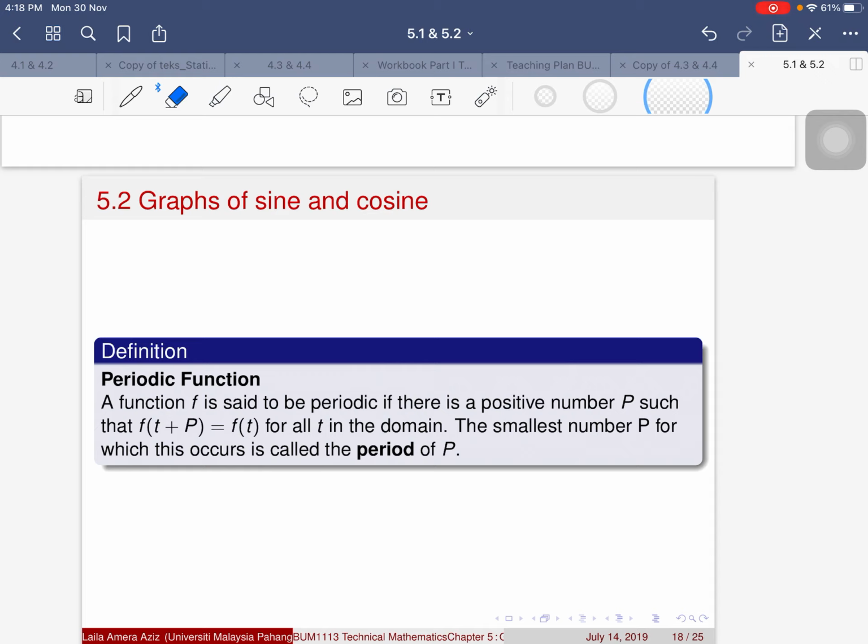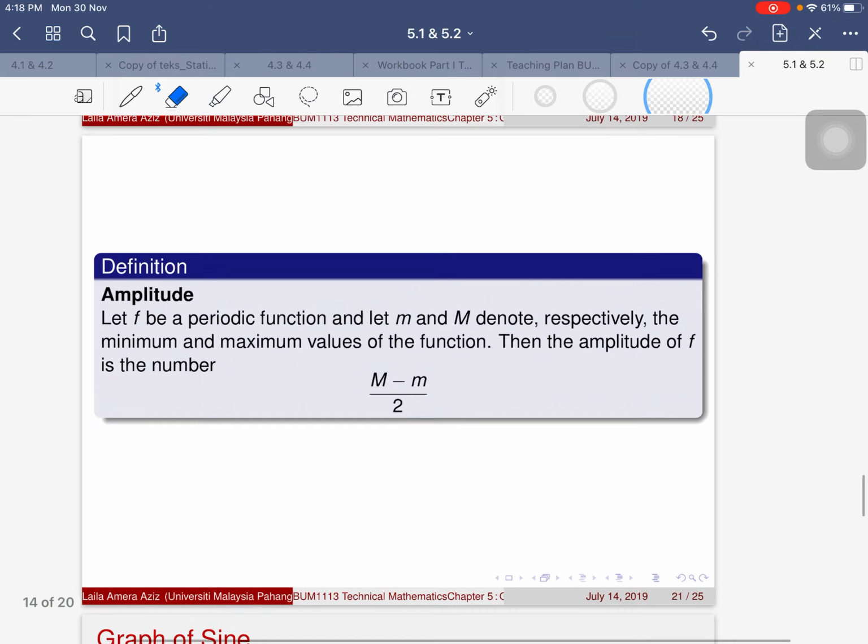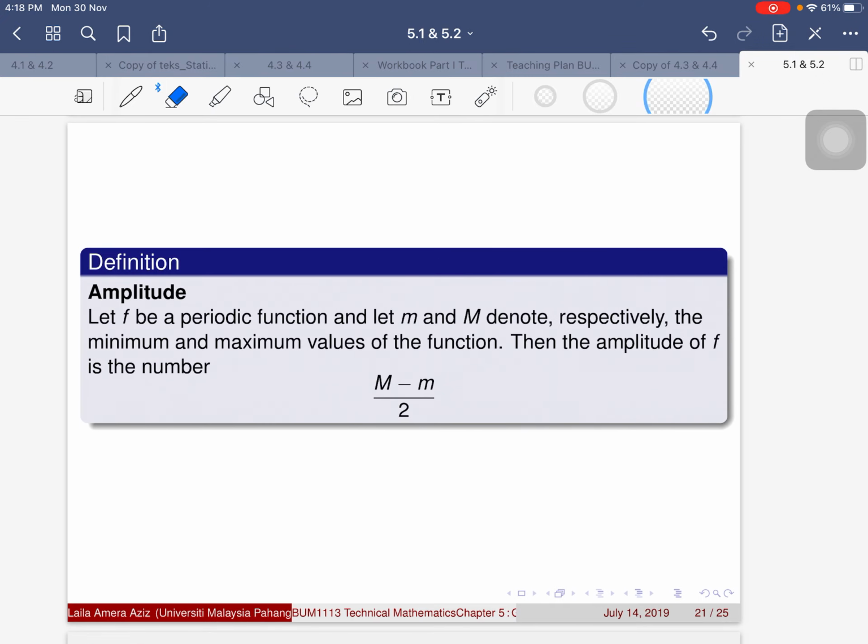Those two are actually classic examples of periodic functions. When you say periodic function, sine and cosine is a very good example that everyone should know is a periodic function. And another term that is very important when we talk about periodic functions is amplitude.